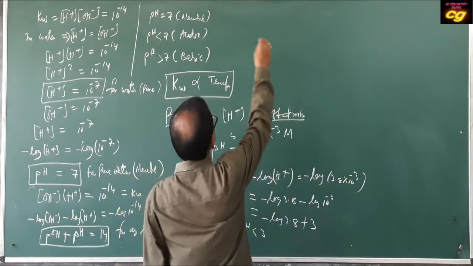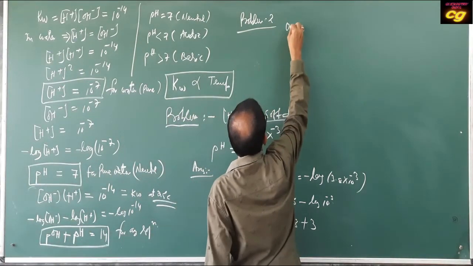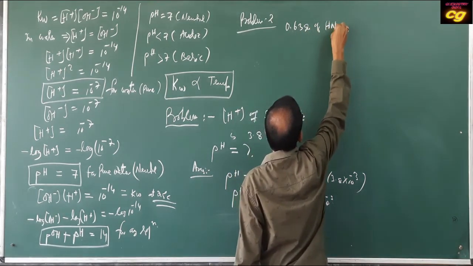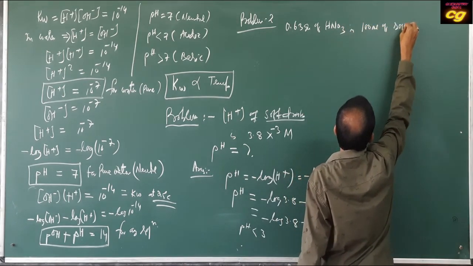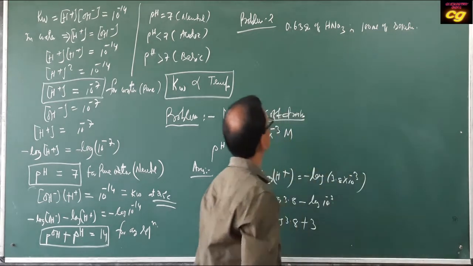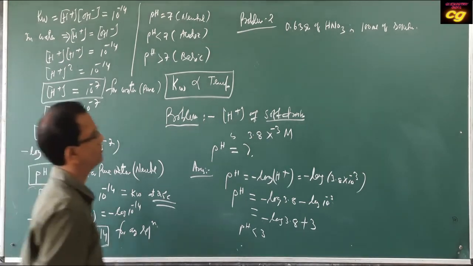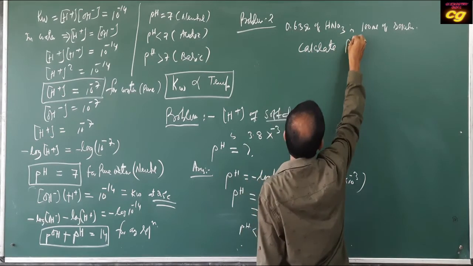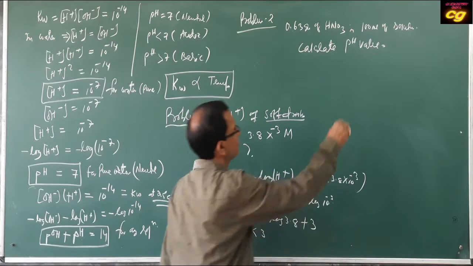Another problem is like this. Problem 2: 0.63 gram of nitric acid is present in 100 ml of solution in water. Calculate the pH value. This is the question.